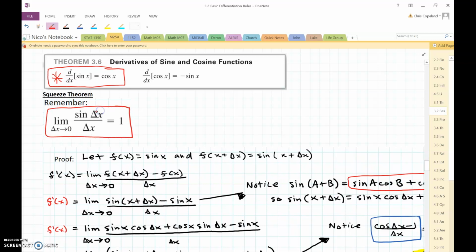So we went through this proof. It states, so the limit of sine delta x all over delta x as delta x goes to 0 equals 1. That's the same thing as the limit of sine of x over x as x goes to 0 equals 1. This right here, we can make it any variable we want.